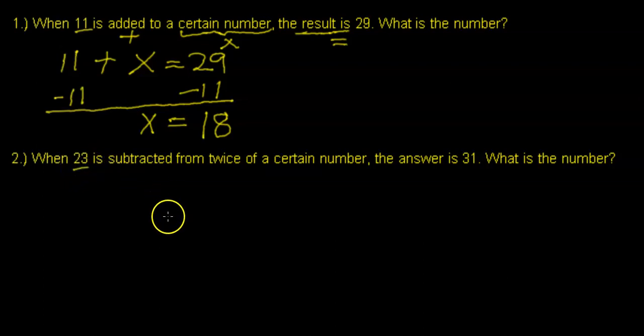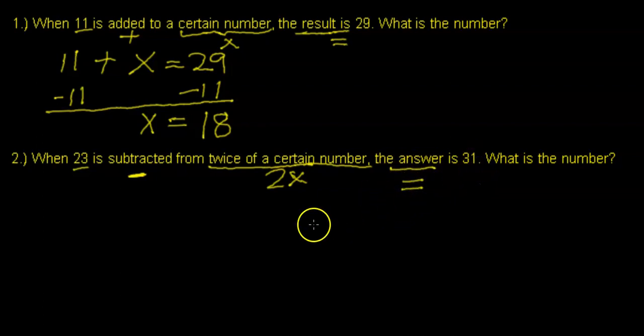So we have our number 23, and it says it's subtracted from, right? This 23 is subtracted from twice of a number, right? We don't know what number is it. So if the number is x, then twice of that will be what? 2x, right? So when 23 is subtracted from this, right? The answer, of course, which is equal to 31.